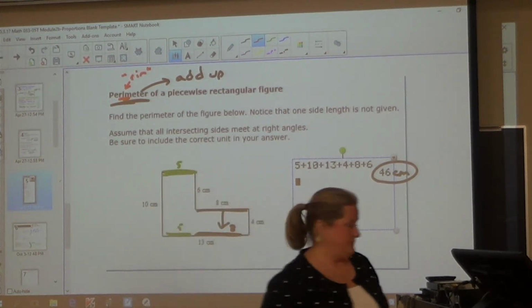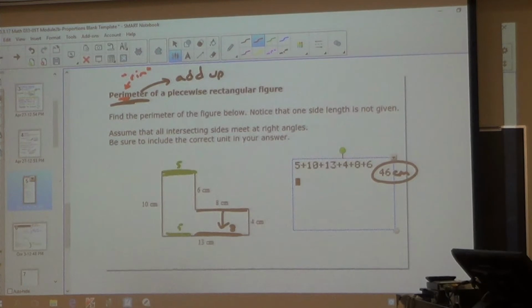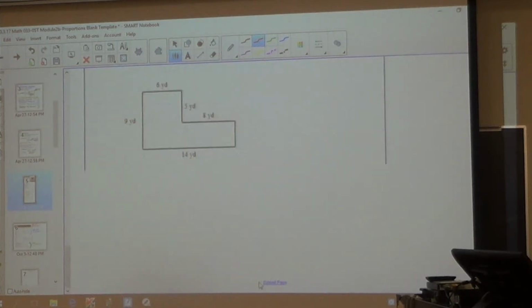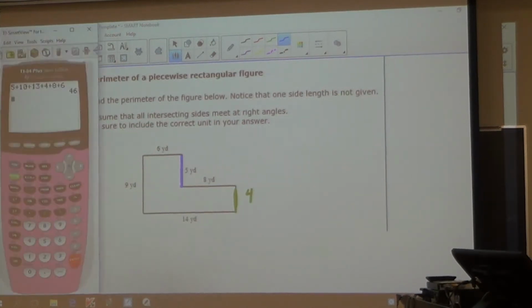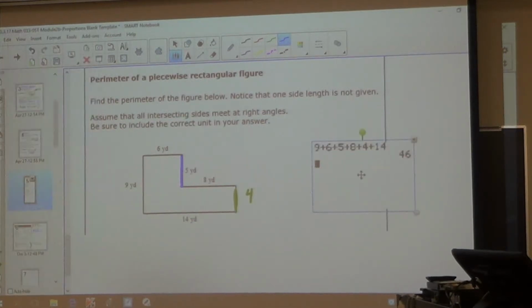All right, one more. Are we missing any sides? Yes. What is the side we're missing? How long is it? 4 yards. It is 4, because 4 plus 5 has to give me the 9. And then in order to get the perimeter, we would add them up. 9 plus 6 plus 5 plus 8 plus 4 plus 14. And my units would be plain because perimeter has plain units. Cool? All right.